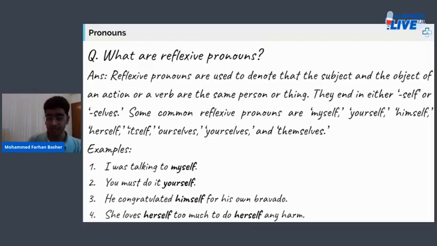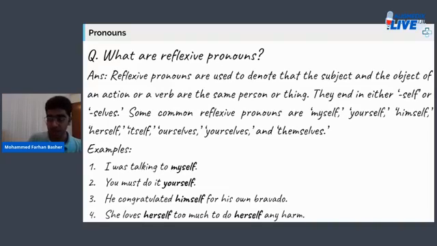Let's take a look at the examples here. I was talking to myself. Meaning I was doing something to myself. I took an action and the receiver of the action was also me. So in order to explain this better, I say I was talking to myself. Now, you must do it yourself, right? When you say so, you mean that you are the doer of an action and you yourself will be receiving the result of the action.